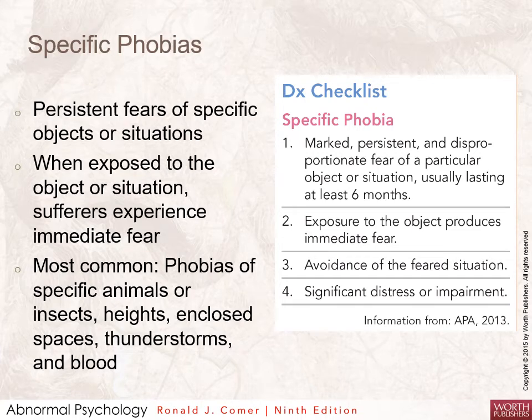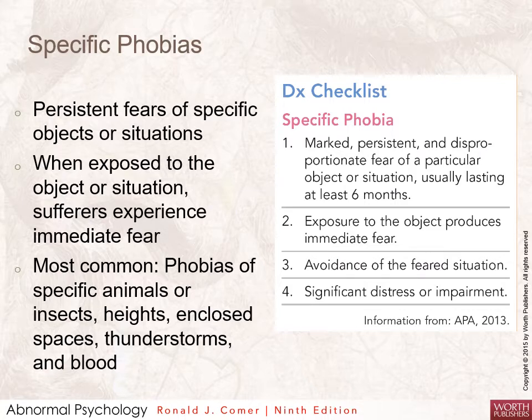So simple or specific phobia is a fear of a specific object or situation. And when you're exposed to that object or situation, you experience immediate, intense fear, and you want to avoid it. And this avoidance significantly causes distress or impairment in your daily function. It must last at least 6 months.